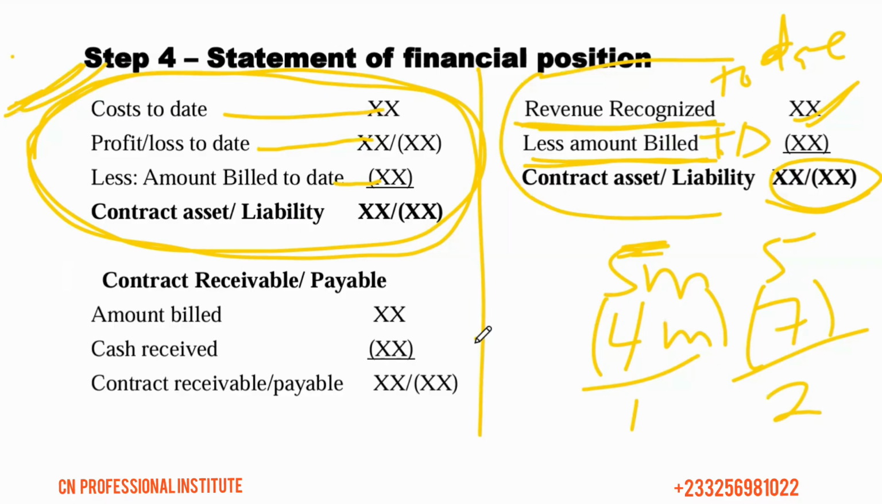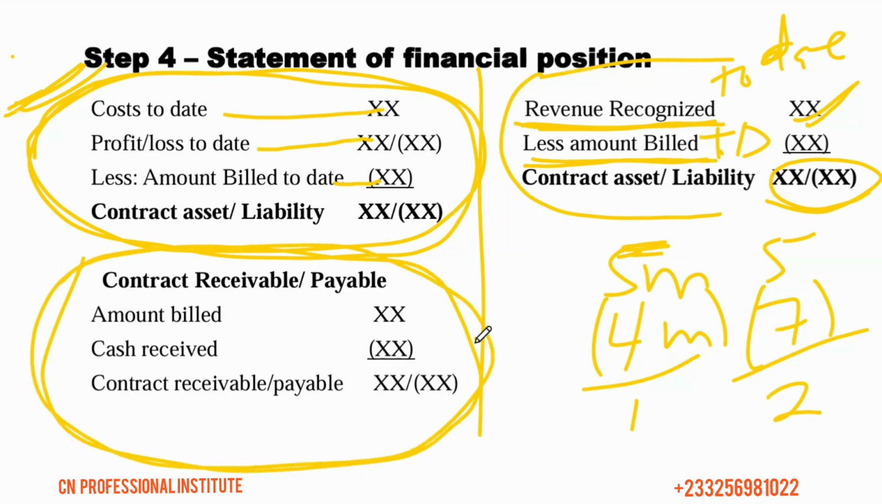So we are going to look at it. This one here remains fixed. It doesn't change. Our contract receivable or payable doesn't change. So let me cancel the old one. Don't forget, I said in the financial position we have two things: contract receivable or payable, and then contract asset or liability. We've gone through the contract asset or liability.